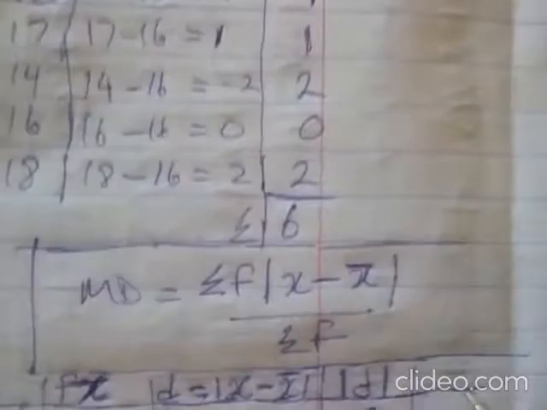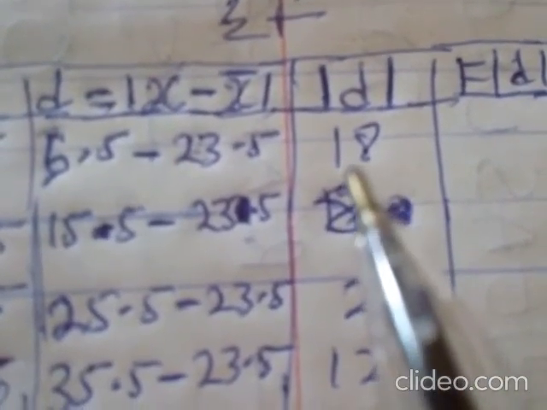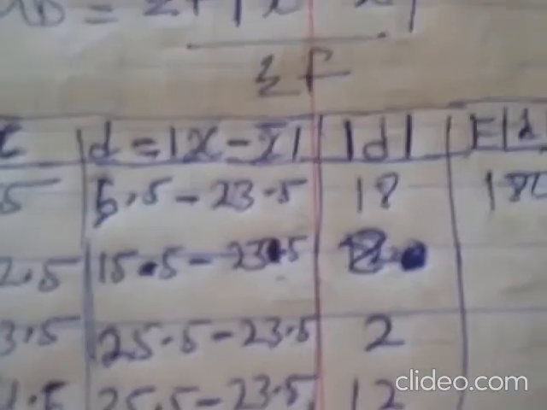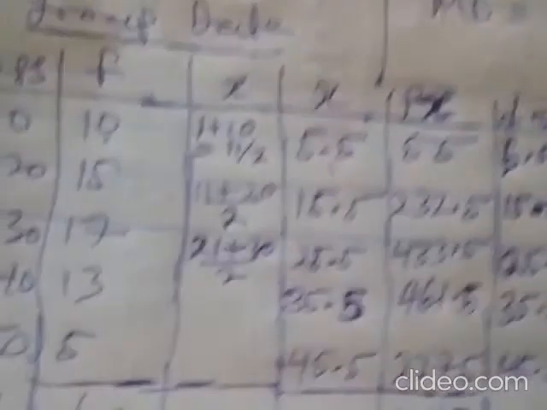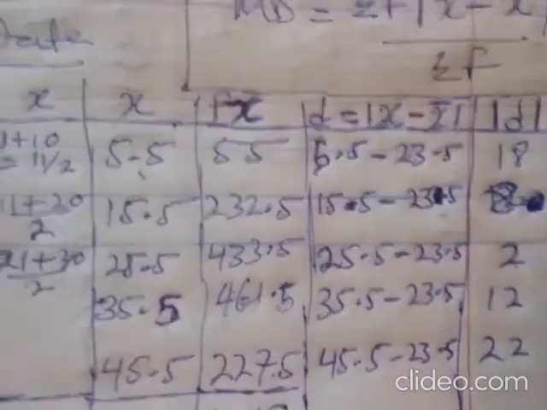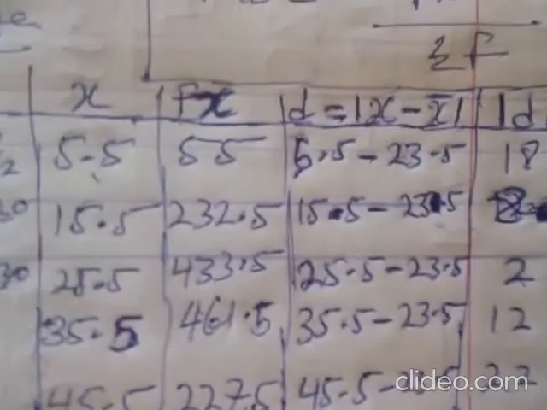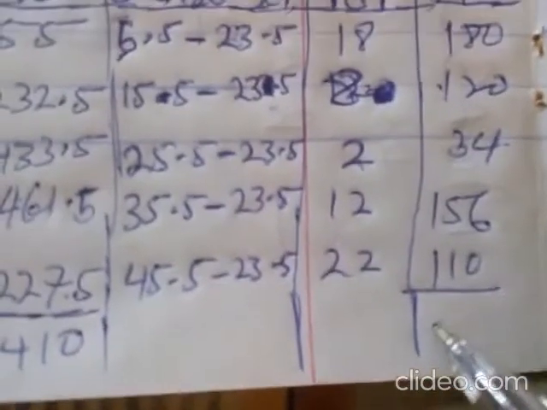So f of d, or f of modulus d. So what is our f here? 10. 10 times 18, 180. What's our f here? 15. 15 times 8 gives us 120. F here is 17. 17 times 2 gives us 34. 13 multiplied by 12 gives us 156. And finally we have 5 multiplied by 22 gives us 110. The total gives us 600.